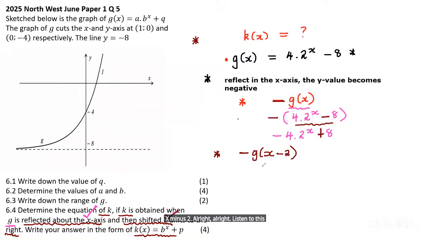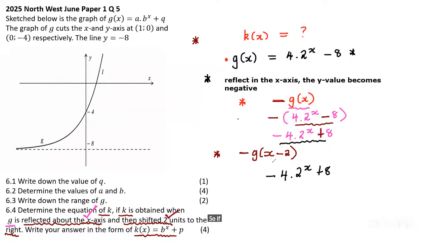Are you telling us that currently we are here? This is the result of a reflection in the x-axis. Yes, this is where we are. So are you saying when you shift a graph to the right, it's minus? Yes, it's minus. g of x minus 2.